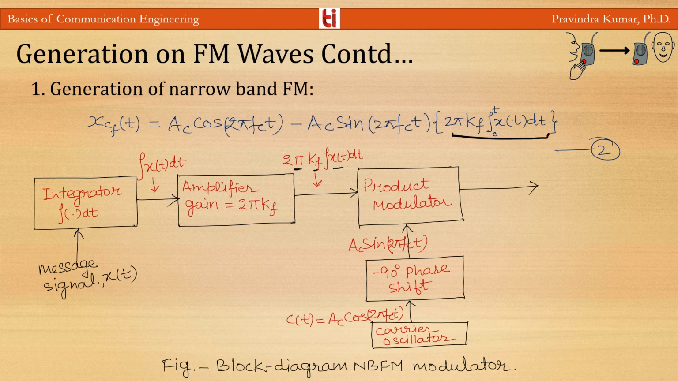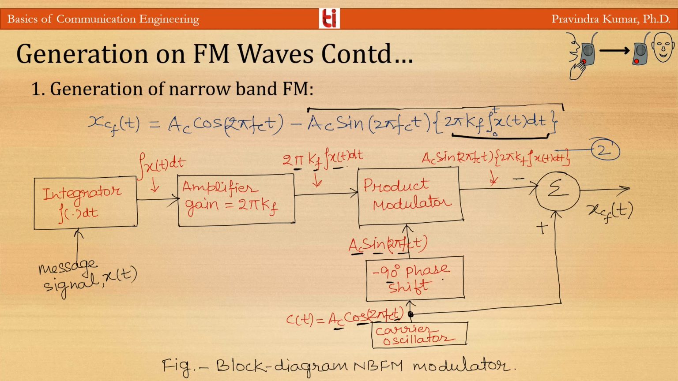Now we apply the carrier oscillator to generate the carrier Ac cos 2π fc t, and take the minus 90-degree phase shift to get Ac sin 2π fc t, and apply it to the product modulator. Here we get Ac sin 2π fc t into 2π kf ∫x(t)dt. Then we apply the summer block with a negative sign for this term and a positive sign for the carrier wave Ac cos 2π fc t. Then we get the narrowband FM at this stage.